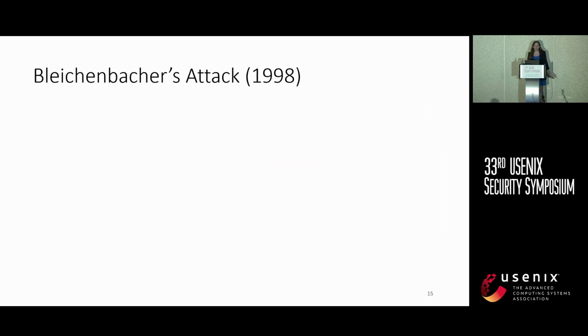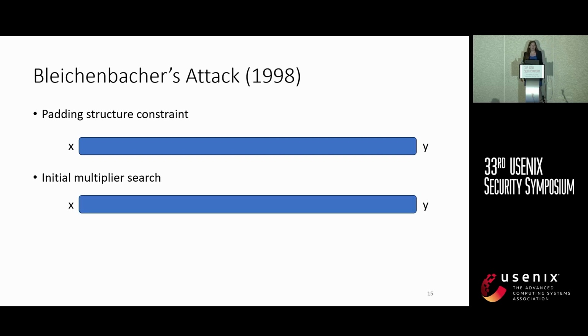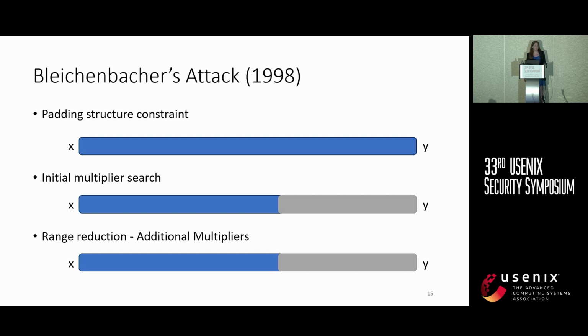So let's take a closer look at the Bleichenbacher attack. The padding structure constraint gives us a range for the original message. The first step of the attack is to find an initial multiplier that will help us reduce the possible range for the original message. The second stage is to find additional multipliers, which will perform the range reduction and allow us with each positive result to further reduce the range until we can recover the original message.